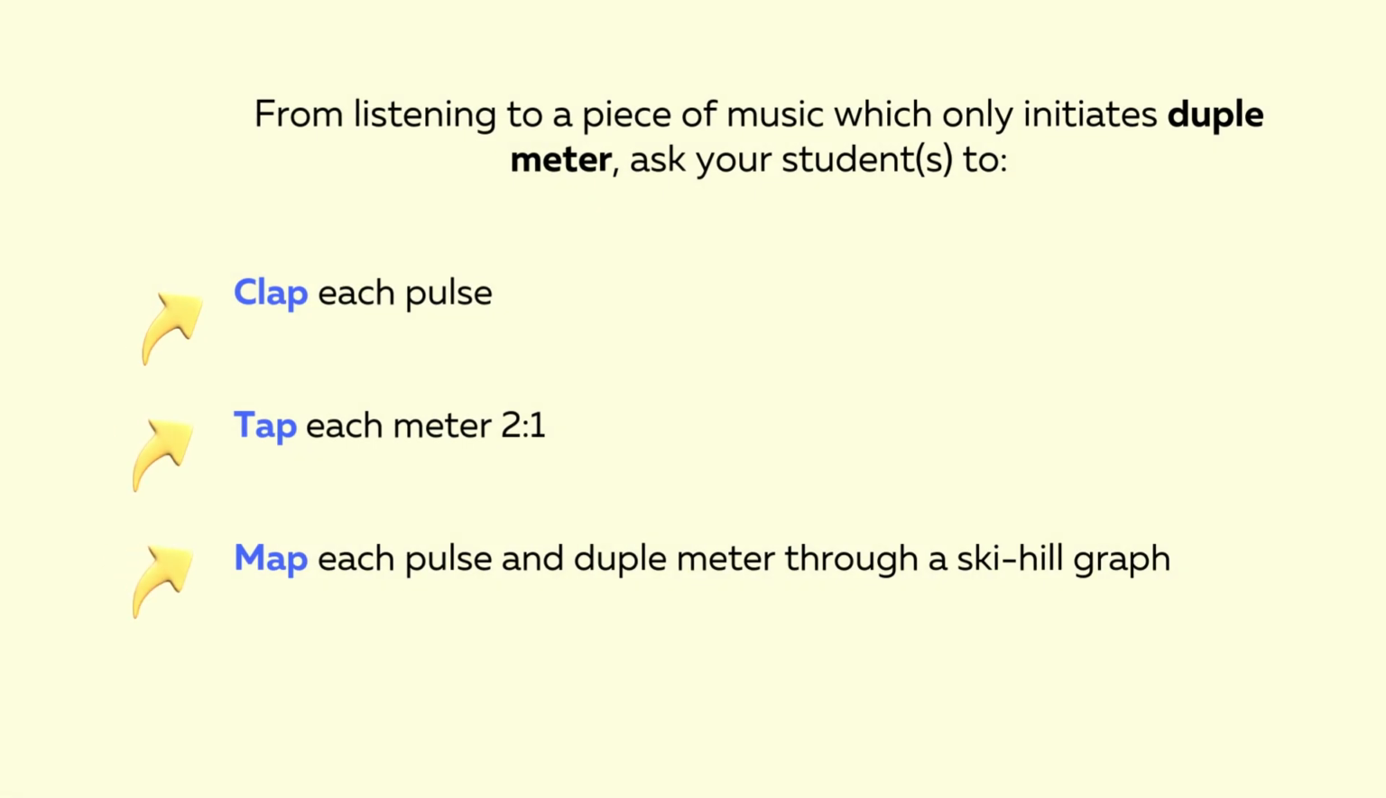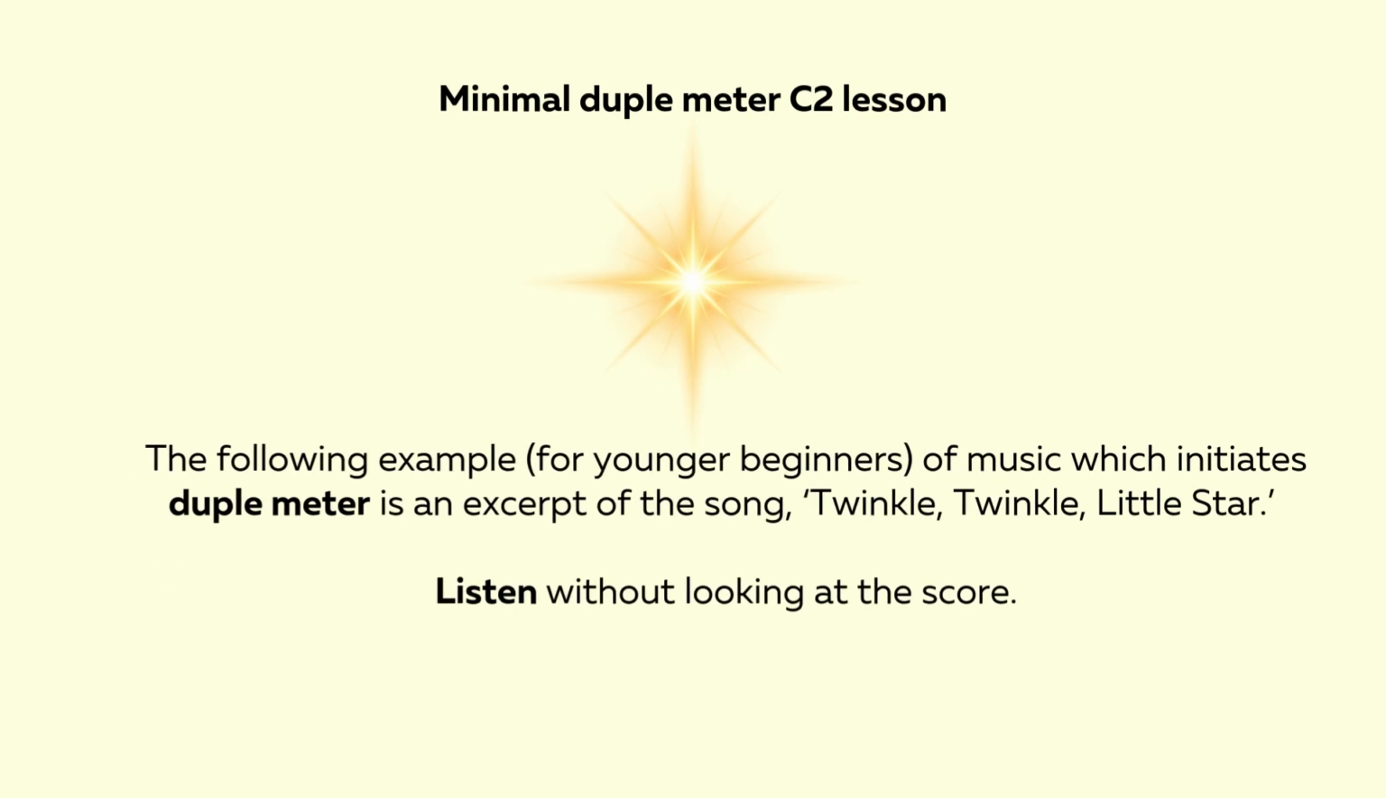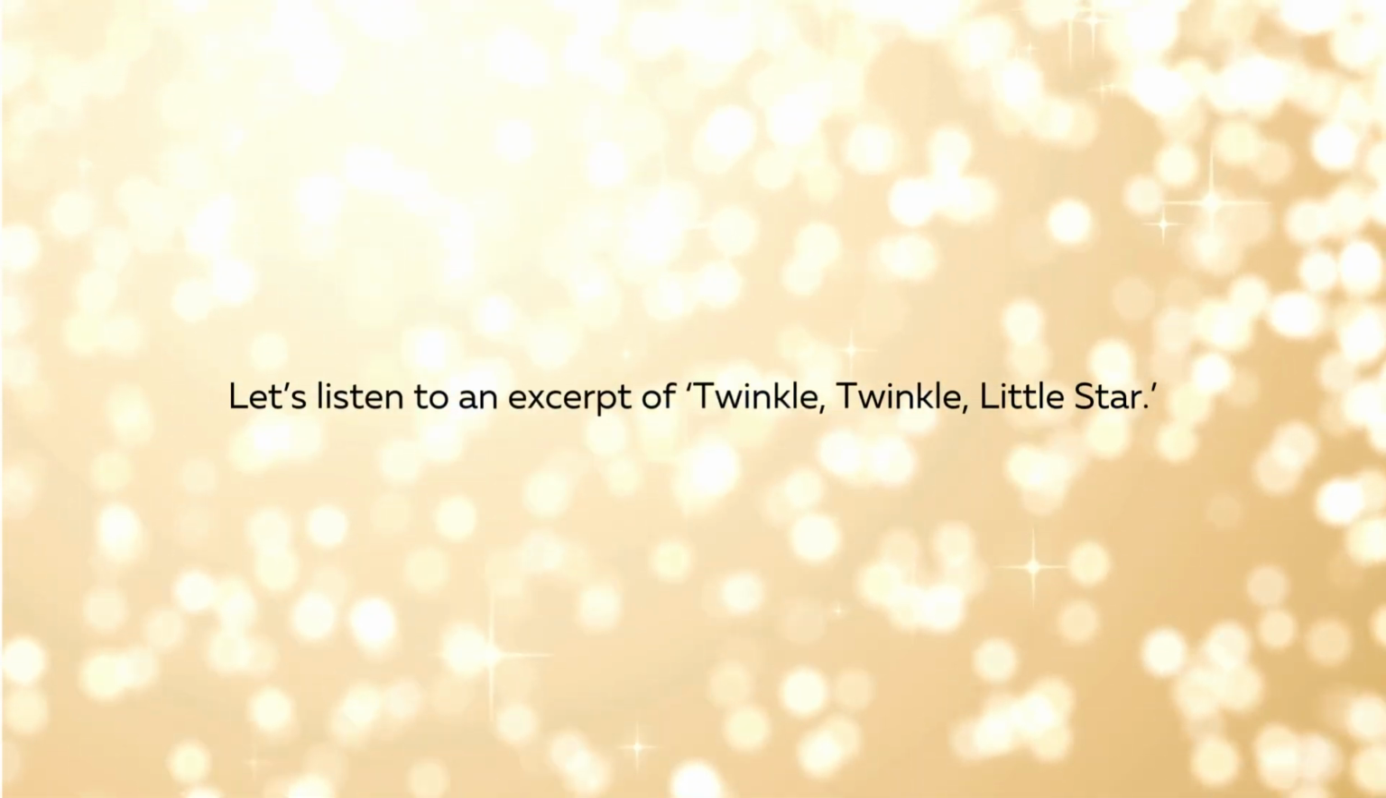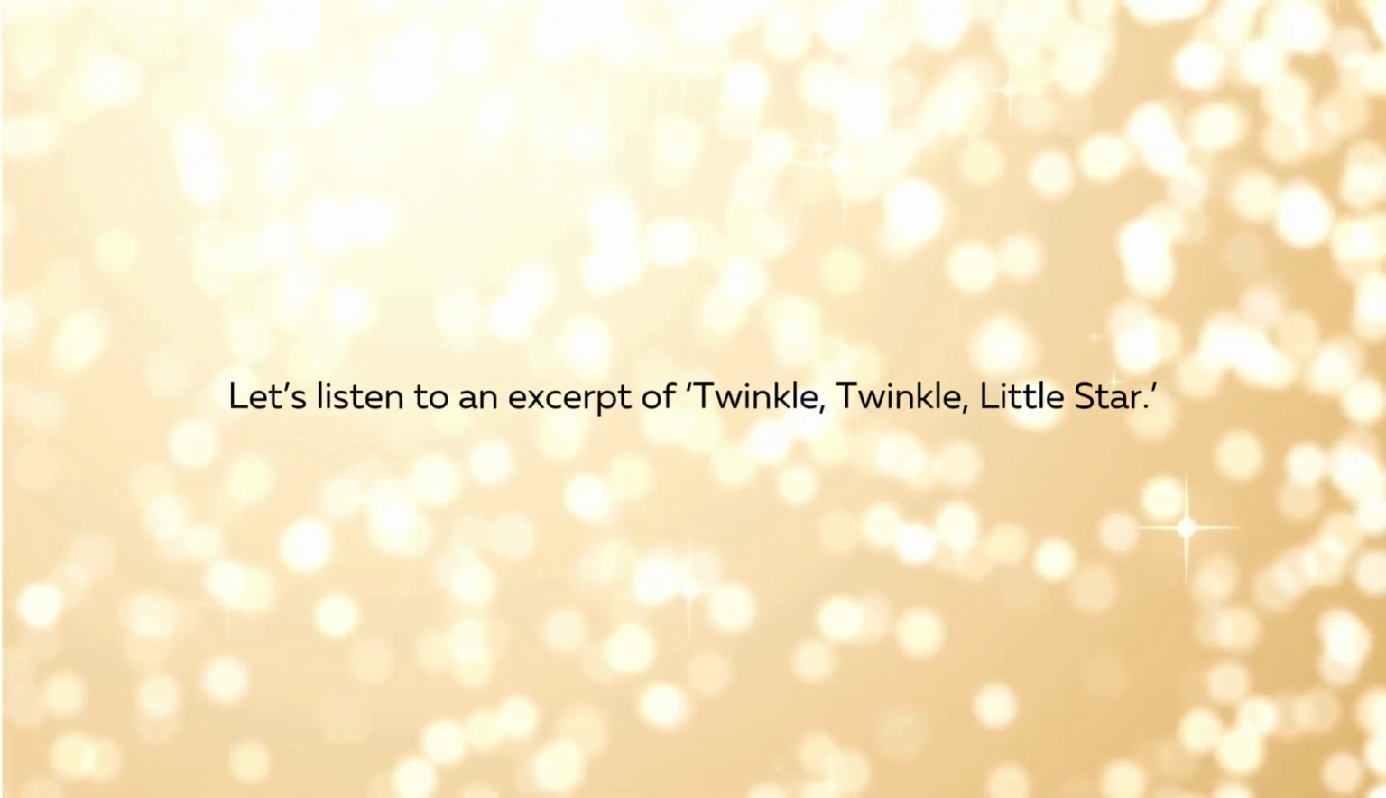From listening to a piece of music which only initiates duple meter, ask your students to clap each pulse, tap each meter 2 to 1, and map each pulse and duple meter through a ski hill graph. The following example for younger beginners of music, which initiates duple meter, is an excerpt of the song Twinkle Twinkle Little Star. Listen without looking at the score. Let's listen to an excerpt of Twinkle Twinkle Little Star.